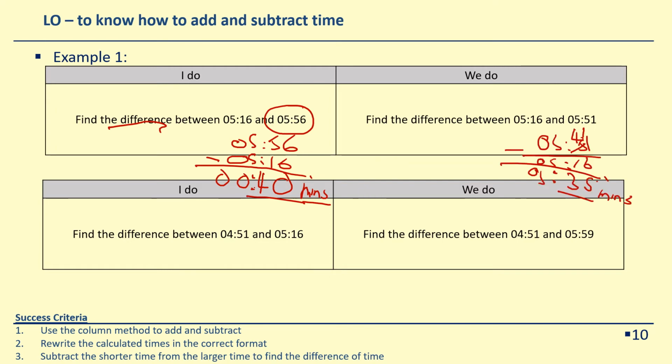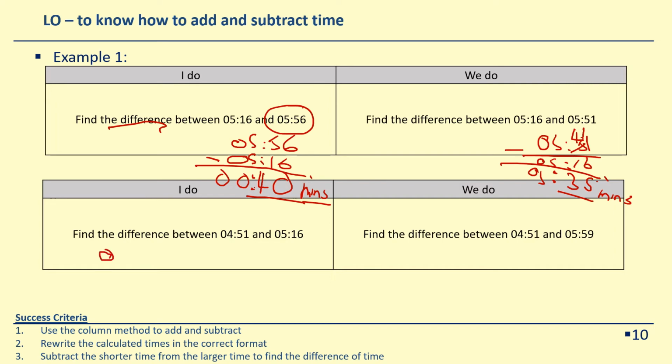Okay, well, super work if you ended up with 35 minutes for your answer. You end up having to borrow from your tens to do 11 take 6. That's the only little thing that was different to the I do. Let's have a look at the second I do then.